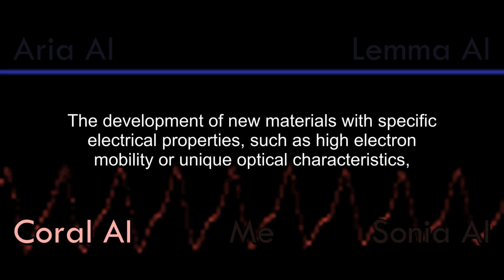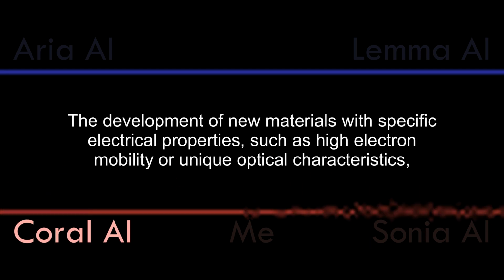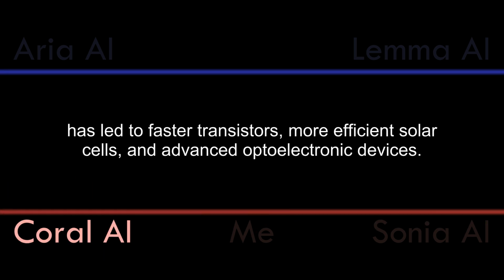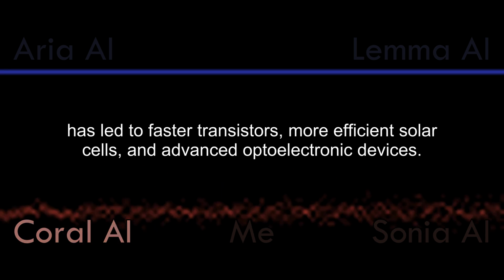The development of new materials with specific electrical properties, such as high electron mobility or unique optical characteristics, has led to faster transistors, more efficient solar cells, and advanced optoelectronic devices.